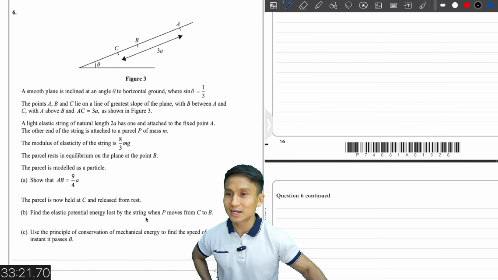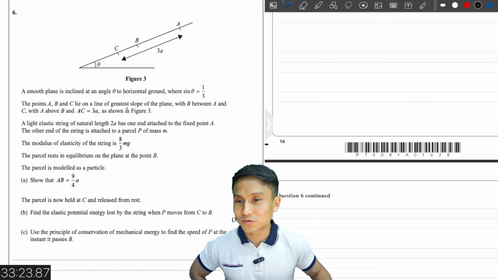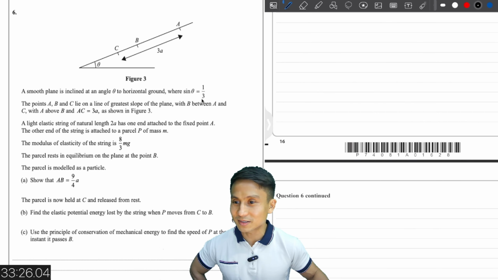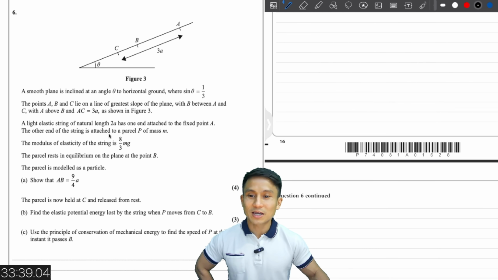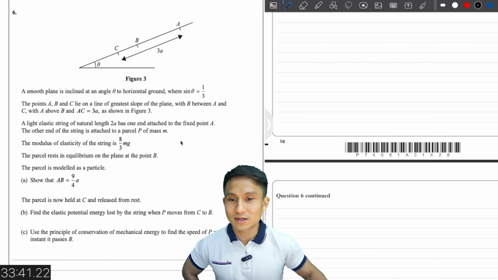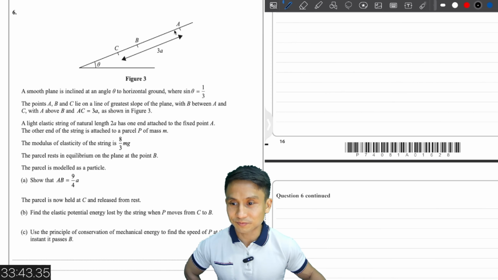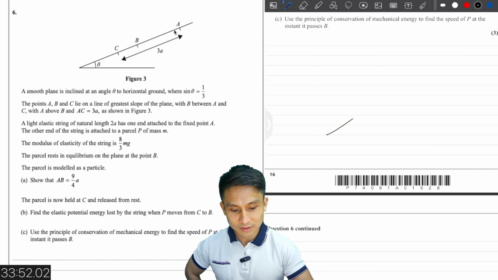A smooth plane again, with incline angle theta to the horizontal, with sine theta is 1 over 3, probably different. The points A, B, C lie on a line of greatest slope of the plane, with B between A and C, A above B, AC is 3a, just everything shown in the figure. A light elastic string of natural length 2a has one end attached to the fixed point A, and the other end of the string attached to the particle P of mass m. So let's draw out the diagram first.